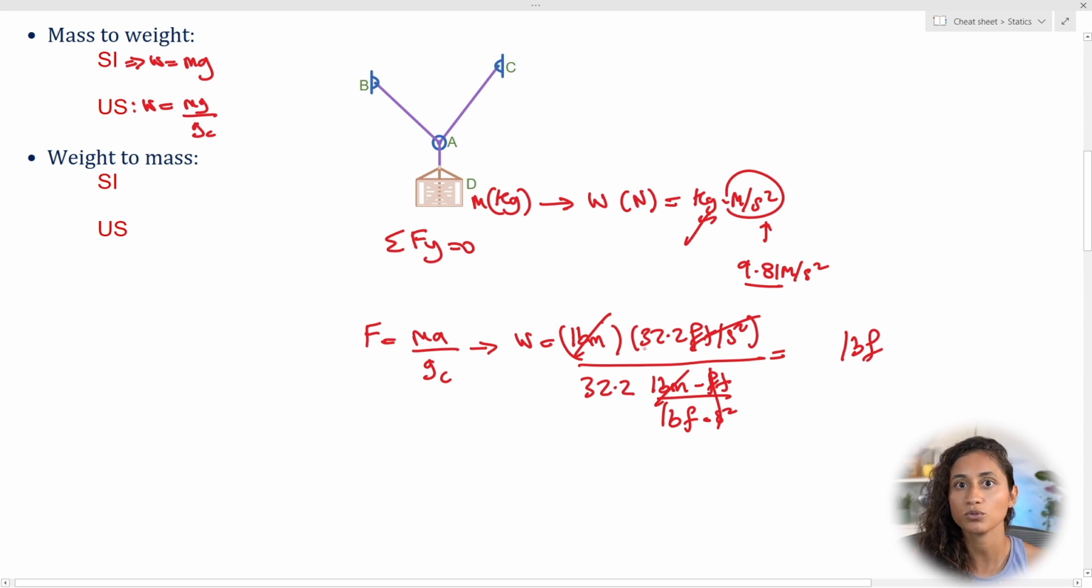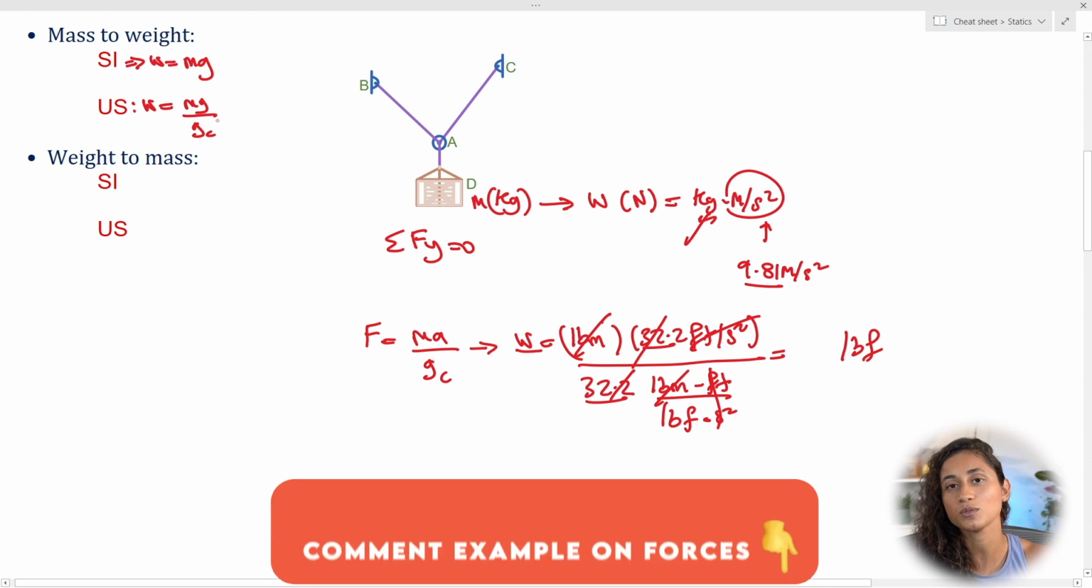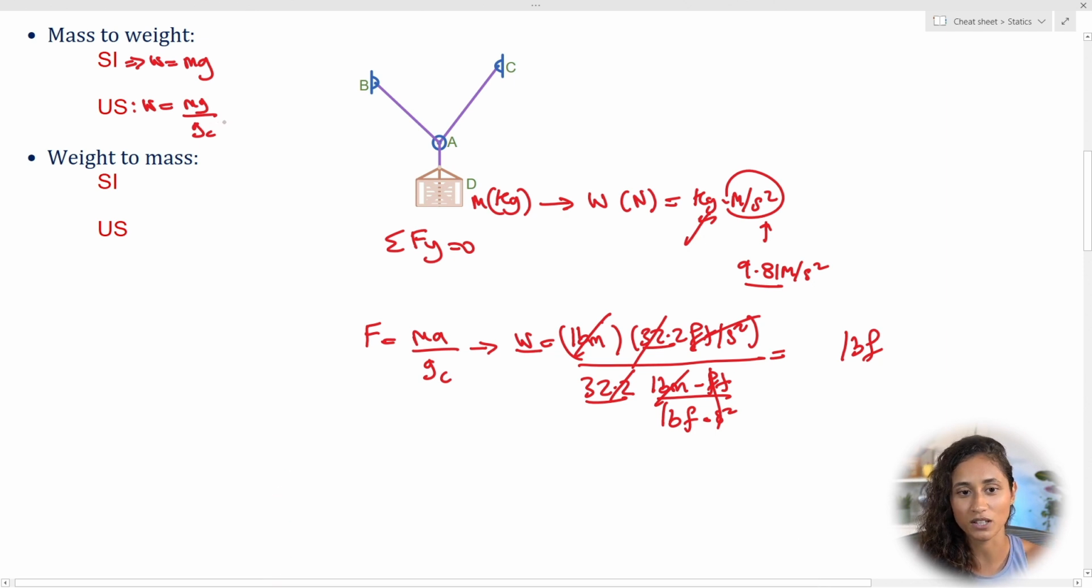And also note, guys, here how the 32.2 cancels with this 32.2, which means that in this case, the weight is going to be the same as the mass. They're going to be the same number. And this is actually true, but only true when we're on Earth, when gravity is equal to 32.2. When gravity is not equal to 32.2, g and gc don't cancel, and the weight is not equal to the mass. So keep that in mind, guys. Now, if you guys want to see a video where I solve this example using US units, just comment below example on forces and I'll make a video on that.